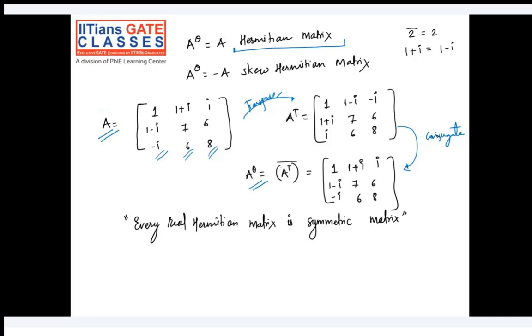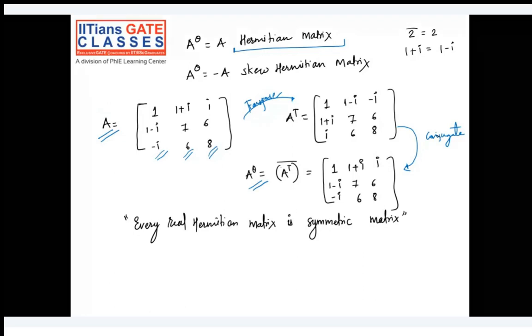Let me ask you some questions here. Will there be any restriction on the diagonal terms? No, Arjun. See, in this example, the diagonal terms are not 0. I have written 1, 7, 8, right? They are non-zero. Still, it is a Hermitian matrix.